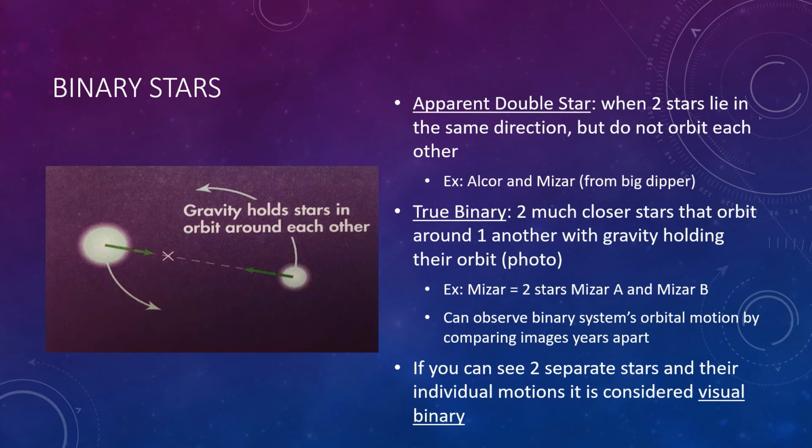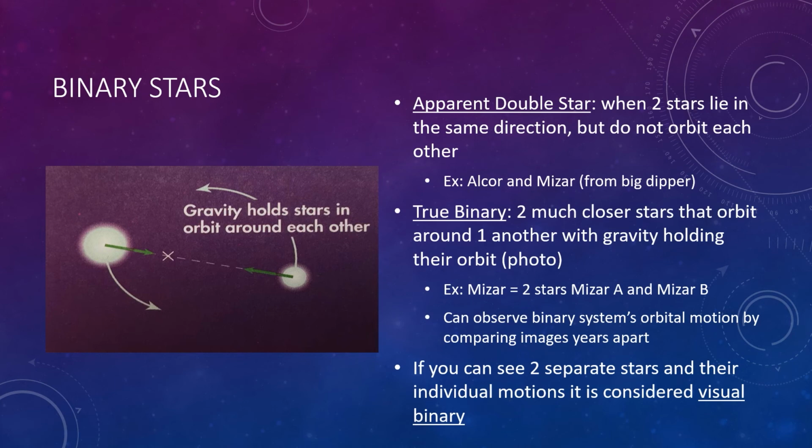We've been talking about binary star systems for a little bit here now, and this is where this is going to come into play. Binary stars are pretty neat, because gravity actually holds the stars in orbit around each other. Their gravity holds themselves. And there's two types of binary star systems, and that's the apparent double star and the true binary.